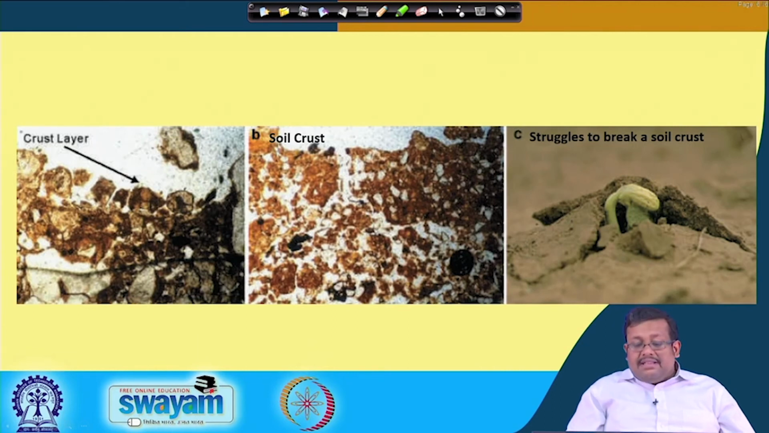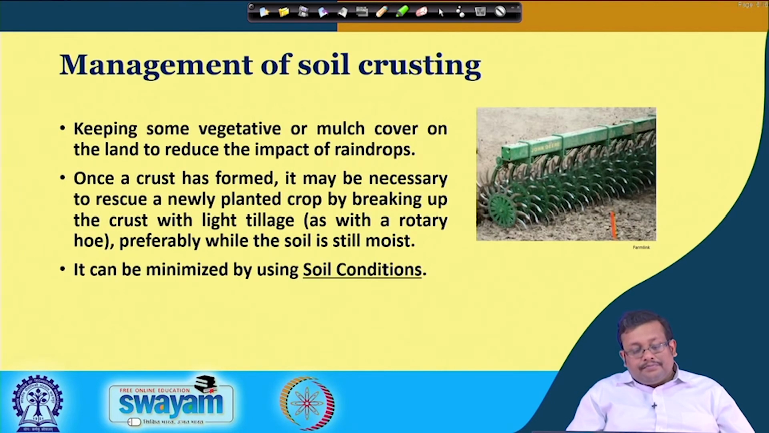Now you can see there are three pictures of soil crusting. As you can obviously see the crust layer, and finally you can see in the last picture that the seedling is struggling to break a soil crust. So this is a problem for seed germination. So obviously we should be very careful to avoid any type of soil crusting, or if it occurs, we must break the soil crust using different types of management practices.